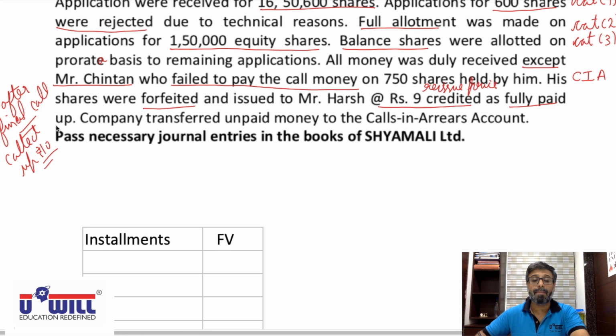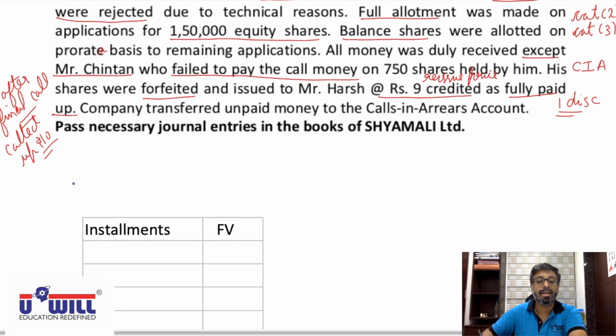As fully paid up means against 10 rupees, 9 rupees is collected from new shareholder Mr. Harsh. So 10 minus 9, 1 is the amount of discount. Company transferred unpaid money to calls in arrears account. This sentence will always be given. In our solutions, we always have to transfer it to calls in arrears. Pass necessary journal entries in the books of the company.